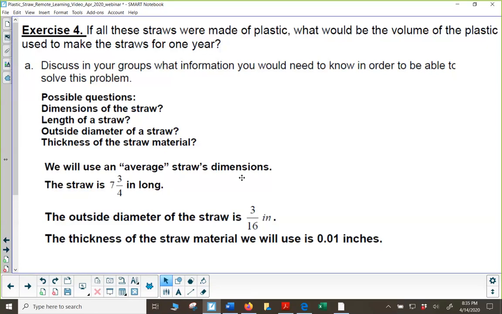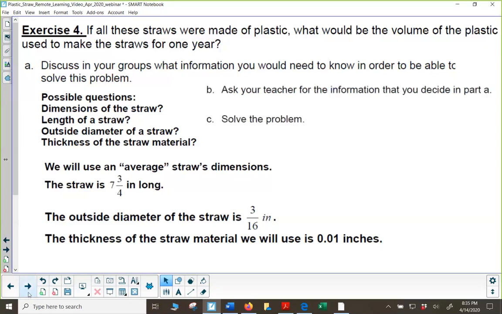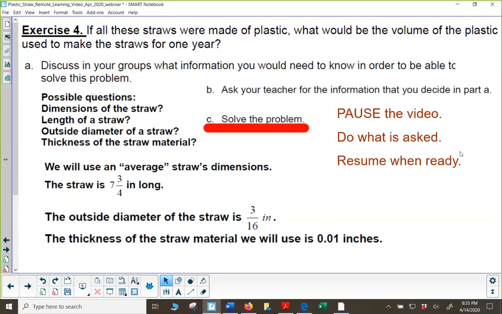So there's your information there. I don't think you need anything else. I think that's enough information. So right now you should be able to solve the problem, okay? Find out what that volume of the plastic would be. And I'd like to have this maybe in cubic feet. I think cubic feet would be a good answer.